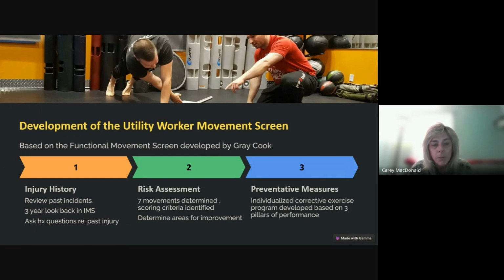With the risk assessment, we picked the 7 movements that we thought would best encompass those types of body injuries. And then it would allow us to determine areas for improvement with those employees. With the preventative measures, we had individualized corrective exercise programs. Again, they were based on these 3 pillars of performance, which I will talk about, I promise.